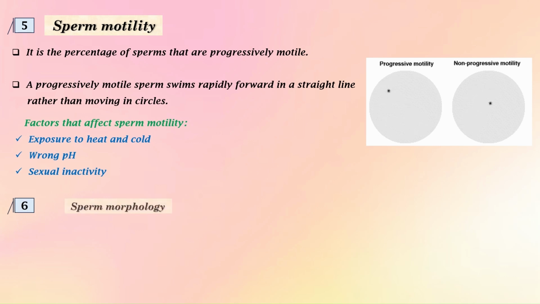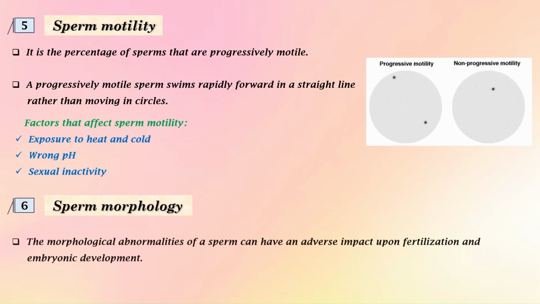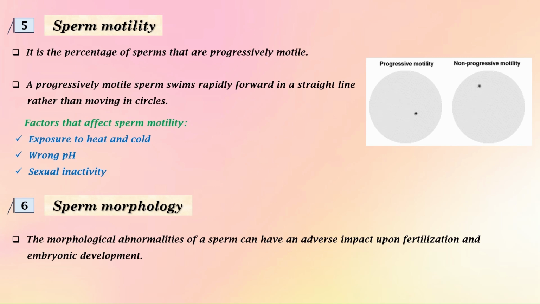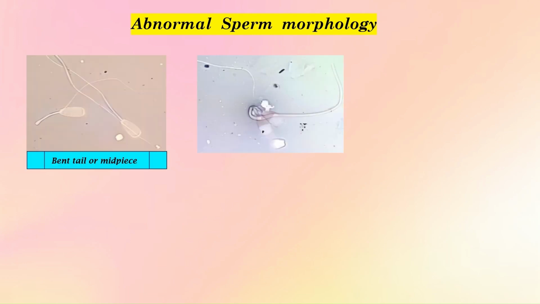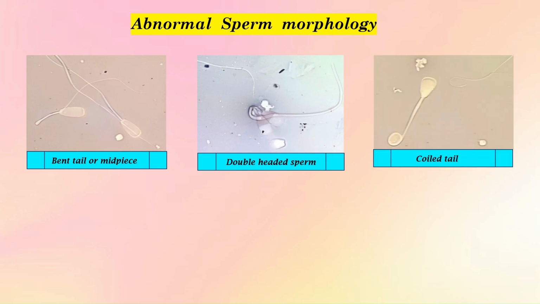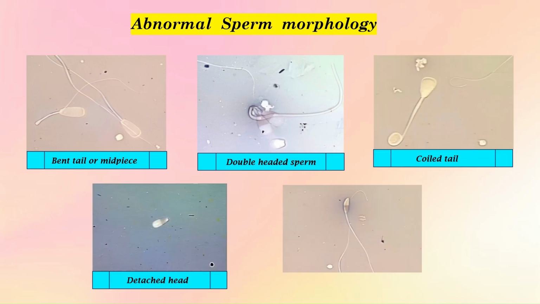The sixth factor is sperm morphology. The morphological abnormalities of a sperm can have an adverse impact upon fertilization, and also embryonic development. Fertile bulls show about 90% morphologically normal sperms. Some common sperm morphology abnormalities are represented in the images here: bent tail or midpiece, double-headed sperm, coiled tail, detached head, elongated head.